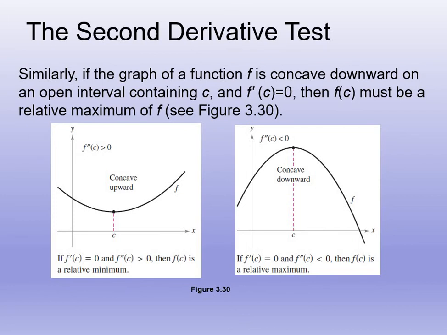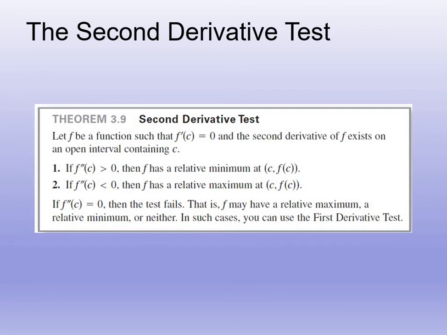If we look at the graph on the left, it says if f prime of c is 0 and f double prime of c is greater than 0, then f of c is a relative min. If the second derivative is greater than 0, we're going to be concave up and have a relative min. If we look at the graph on the right, if f prime of c is 0 and f double prime of c is negative or less than 0, then f of c is a relative maximum, because remember f double prime of c tells us that we are concave down when it is negative. So it's important that we write down all these rules and theorems.